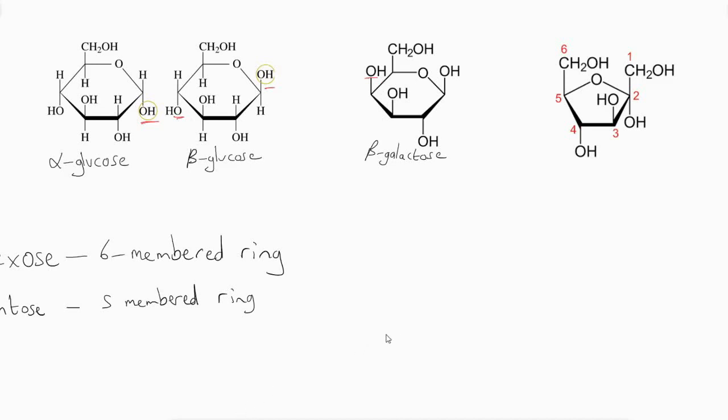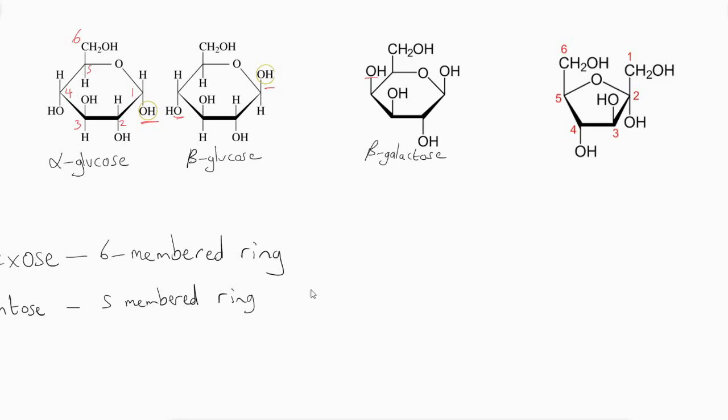Now, to more precisely describe the groups, we need to number the carbons. So on hexose sugars, we start with CH2OH, and I want to label this carbon 6. The next carbon here is 5, 4, 3, 2, and 1. Similarly, beta glucose and beta galactose will be labeled in the same way, starting with CH2OH. The carbon at this position is carbon number 6.